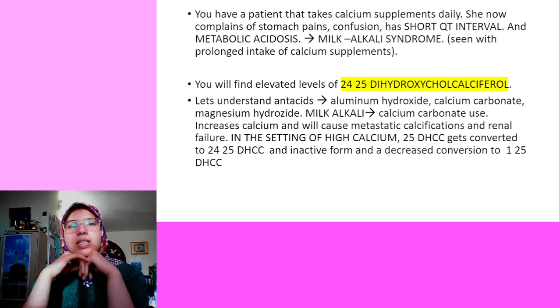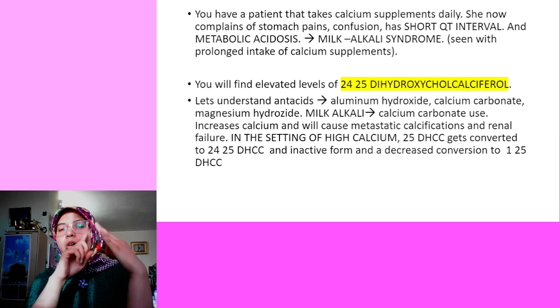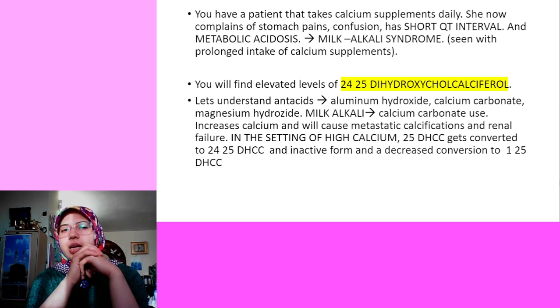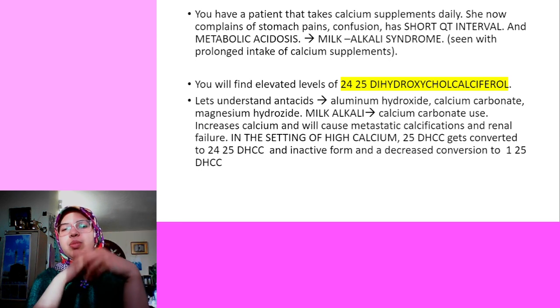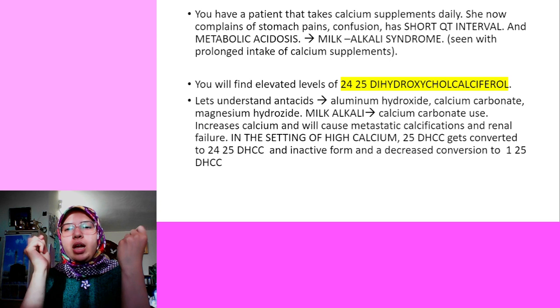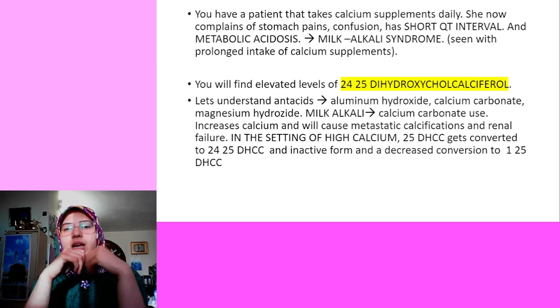You have a patient that takes calcium supplements daily. She now complains of stomach pain, confusion, short QT interval. These are all features of hypercalcemia and metabolic alkalosis. In a case such as this, in a patient who's taking calcium supplements, I want to keep in mind a condition called milk-alkali syndrome. This is seen in patients who take calcium supplements or antacids that contain calcium.